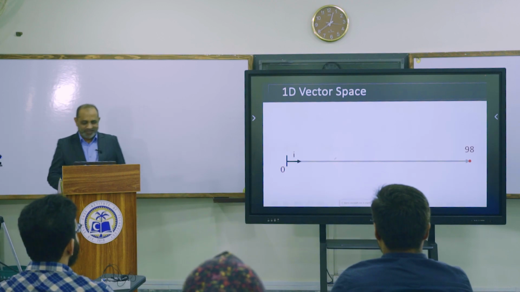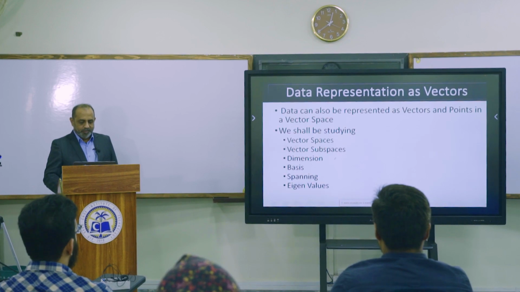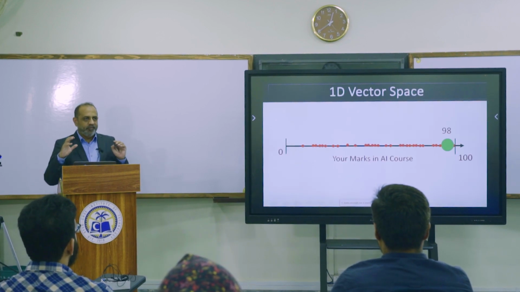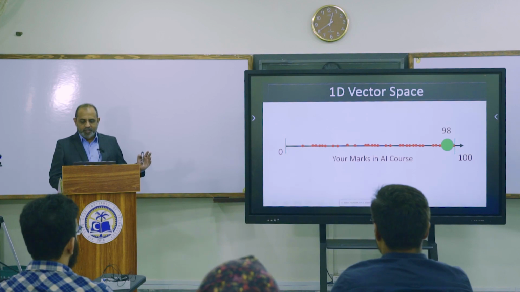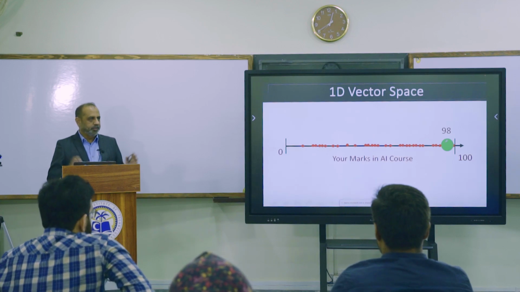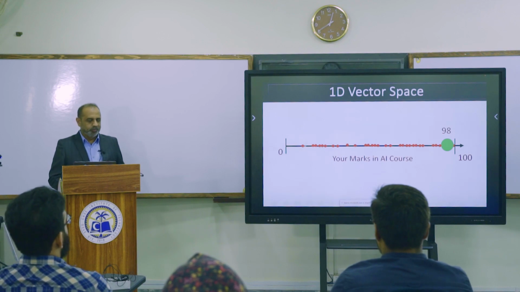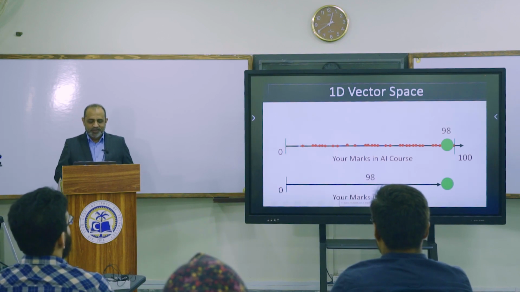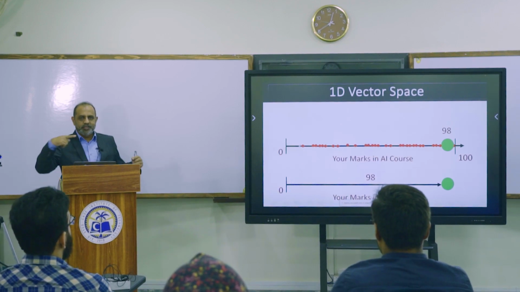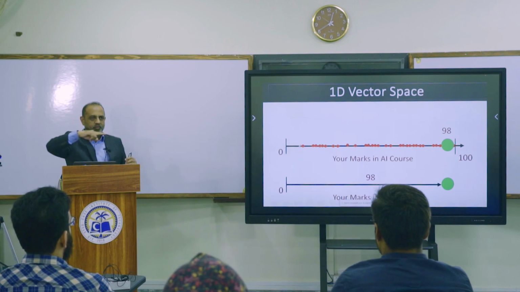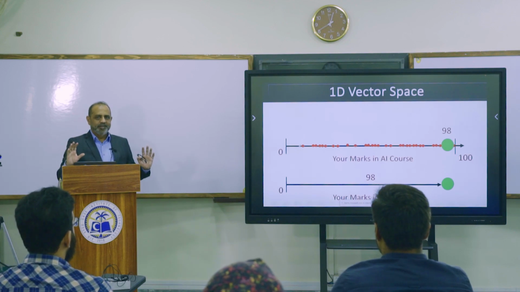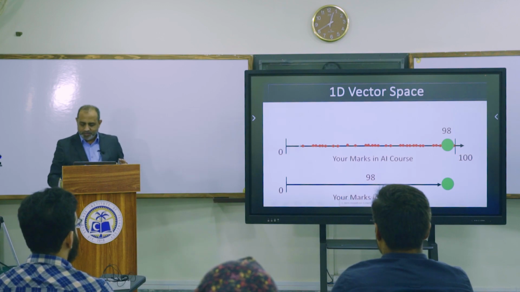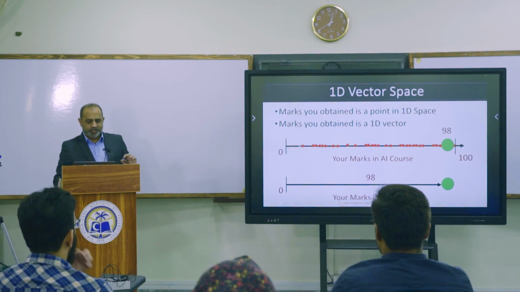So here is the 1D vector space. Every student is a point on this line, right? You are just somewhere here, and this may be you who has 98 marks, or perhaps not you who has the minimum marks. So it's a vector, and this is you. You are basically a vector, and there is only one direction of the vector. No matter whether you plot this line like this, or like this, you can plot it in any direction, but it only moves in one direction. So this is a 1D vector space.